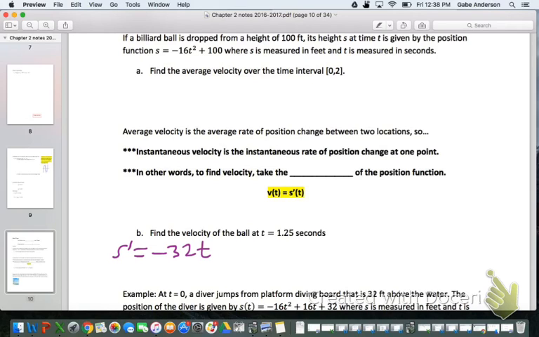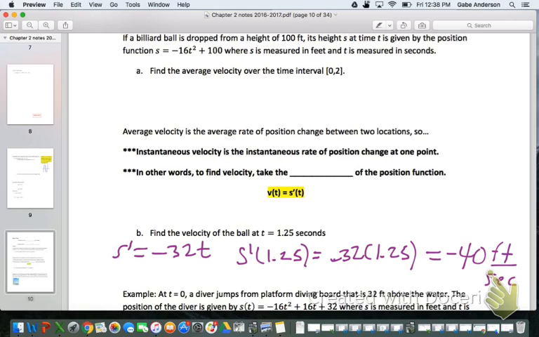We want to know the velocity at 1.25 seconds. So what do we need to do to find that? Plug it in. That's right. So I'll write something like S prime of 1.25 equals 32 times 1.25. Do a little multiplication. What'd you guys come up with? Should be, or yeah, I lost my negative. Oops. Let's fix that. Negative 40. What kind of units on that? Feet per second, yep.